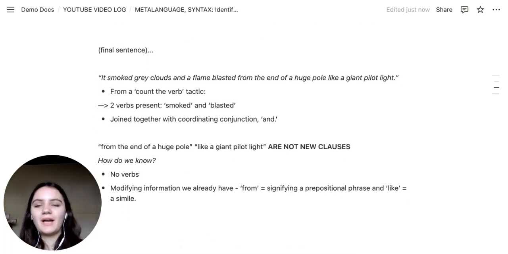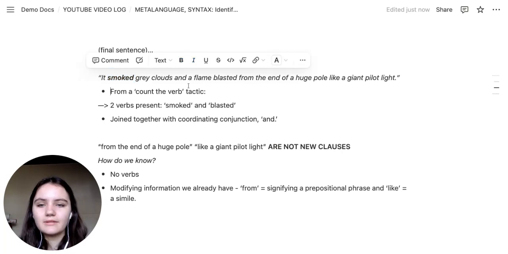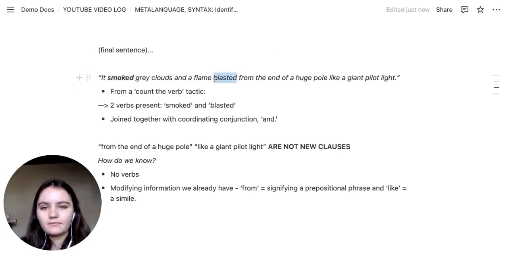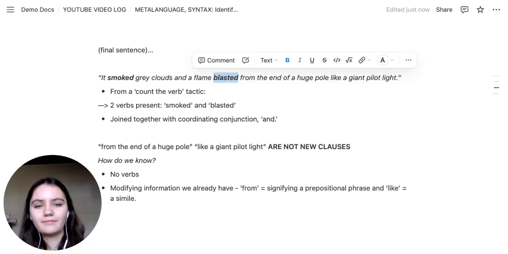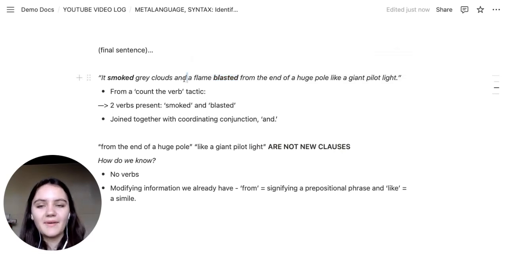Alrighty, our final one. "It smoked grey clouds and a flame blasted from the end of a huge pole like a giant pilot light." This, we're going to go with a slightly different strategy just to show you all the different ways that if you're getting confused with one mechanism to solve a problem of sentence structure, you can try another one. Let's try, say, counting the verbs to identify how many different clauses we have. What have we got? "It smoked grey clouds and a flame blasted from the end of a huge pole like a giant pilot light." What does this tell us? Two verbs present. Okay, how are they connected?